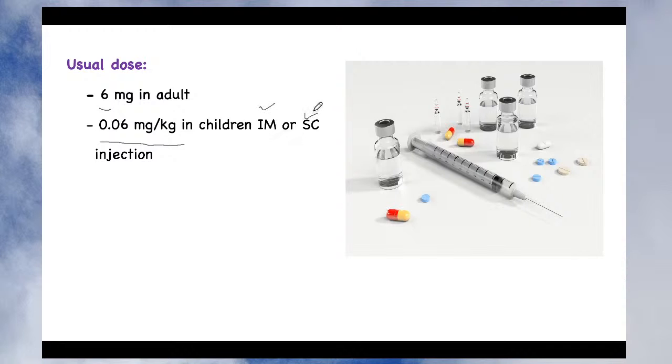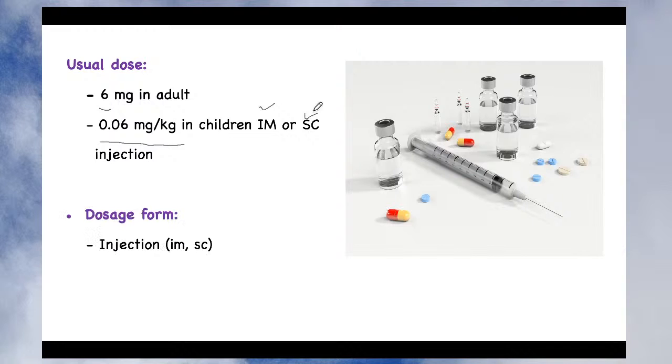So a very important thing in case of dosing of apomorphine that pharmacists must remember is that it is given through the intramuscular route and subcutaneous route. It is not given through the oral route. So that is a very important part of the apomorphine. So dose, it is 6 milligram in case of adult, 0.06 milligram per kg in case of children. But if you give 200 to 300 ml of water before giving the injection of the apomorphine, it can quickly induce the vomiting. This is the usual dose.